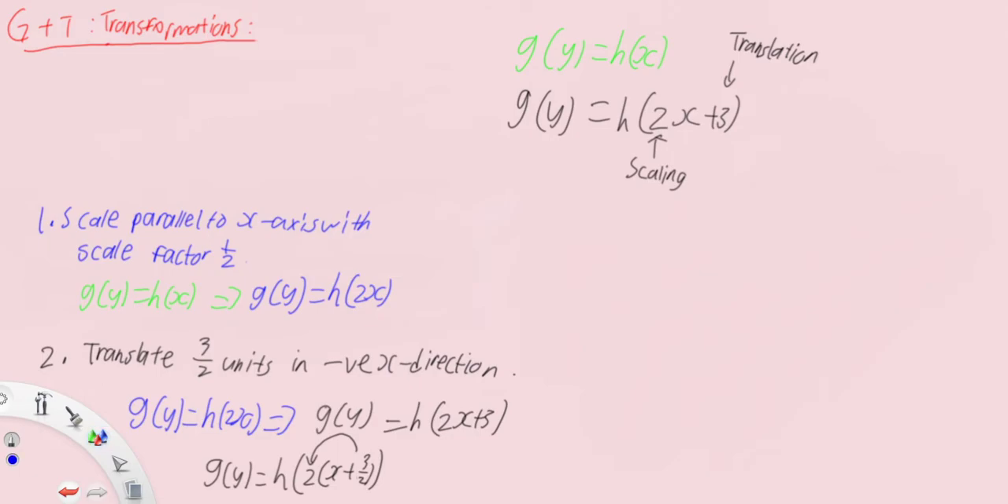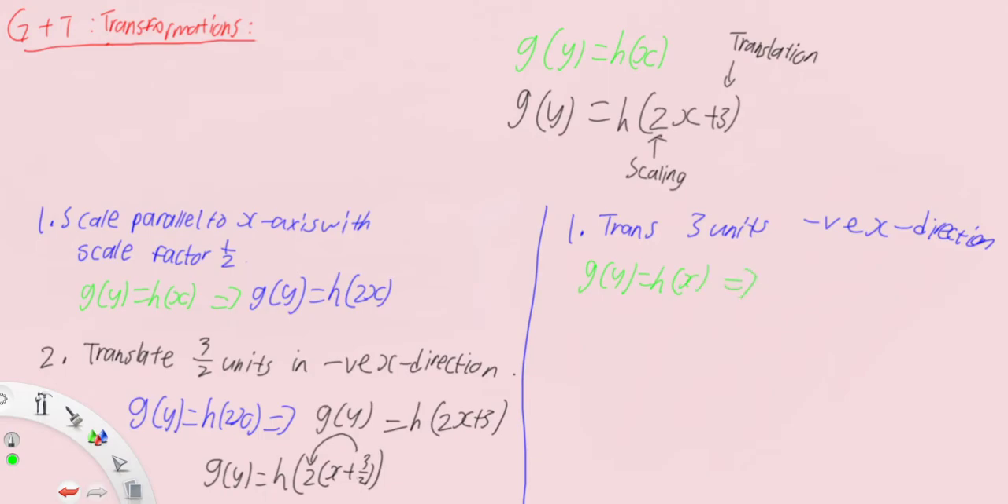Why is that so? Let me draw a line through. If we were to translate first, I'm going to skip all the things. So now we translate by 3 units first. Translate 3 units, again, since it's positive, in the negative x direction. I'm just keeping it short form. We then had gy equals hx becoming gy equals h bracket x plus 3.